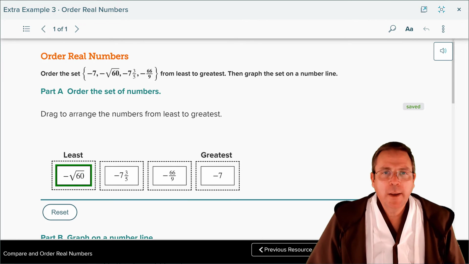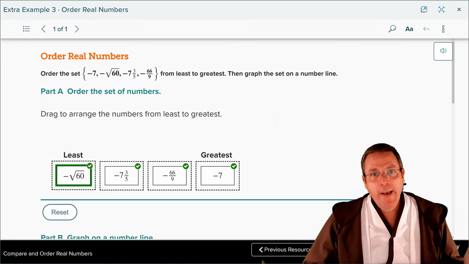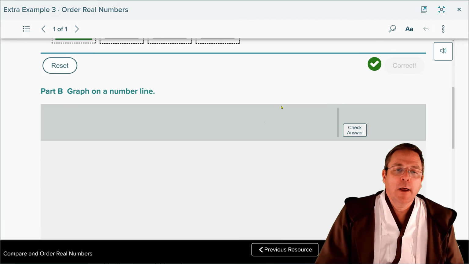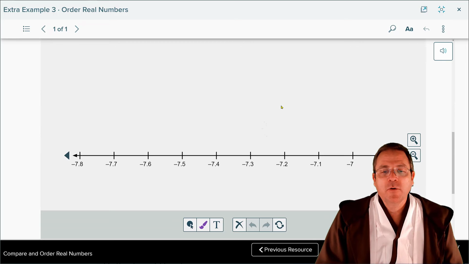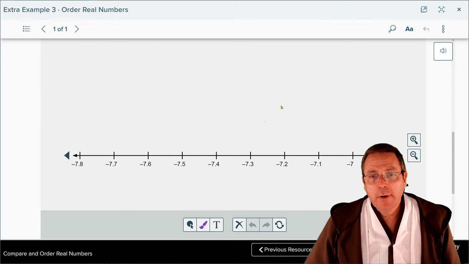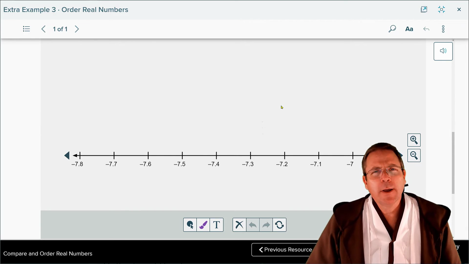Remember, when you're dealing with negative numbers, they're going to work backwards on the number line, so you're going to have to look at those numbers as being backwards. I almost made a mistake. If you want to graph it, you go right ahead. I'm not going to do it.